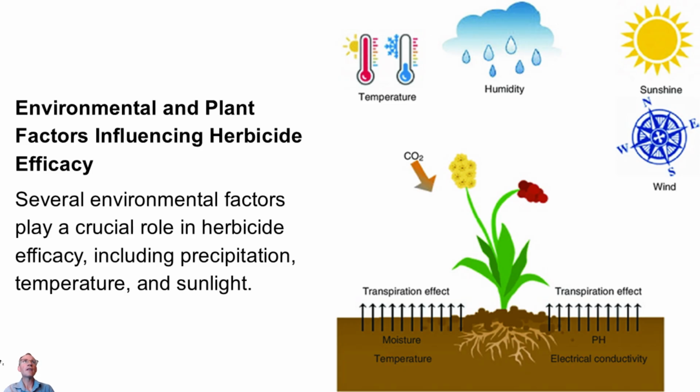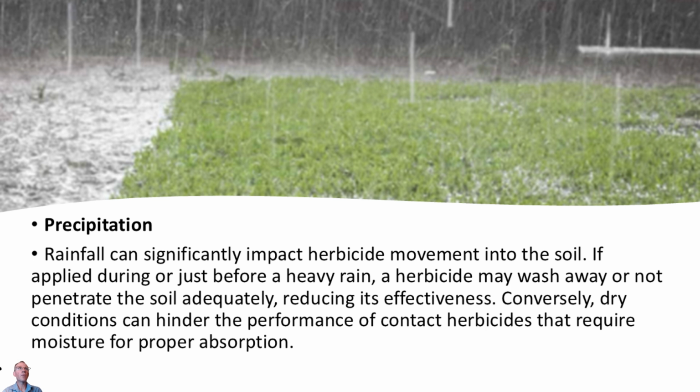Environmental and plant factors influencing herbicide efficacy. Several environmental factors play a crucial role in herbicide efficacy, including precipitation, temperature, and sunlight. Our first factor we want to look a little further at is precipitation. Rainfall can significantly impact herbicide movement into the soil. If applied during or just before heavy rain, a herbicide may wash away or not penetrate the soil adequately, reducing its effectiveness. Conversely, dry conditions can hinder the performance of contact herbicides that require moisture for proper absorption.